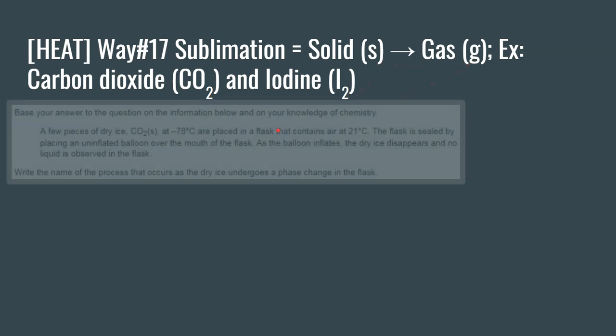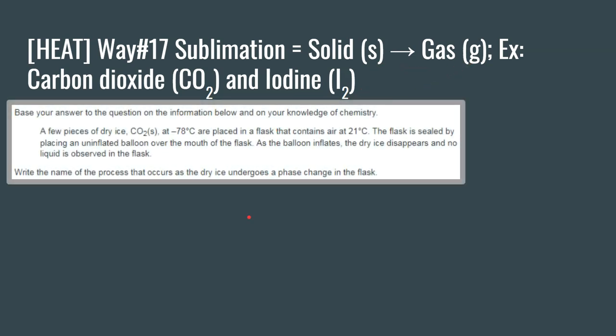So let's try some problems. A few pieces of dry ice, CO2 solid at negative 78 degrees, are placed in a flask that contains air at 21 degrees Celsius. The flask is sealed by placing an uninflated balloon over the mouth of the flask. As the balloon inflates, the dry ice disappears and no liquid is observed in the flask. Write the name of the process that occurs as the dry ice undergoes a phase change in the flask. Think about this problem and how it relates to the idea.